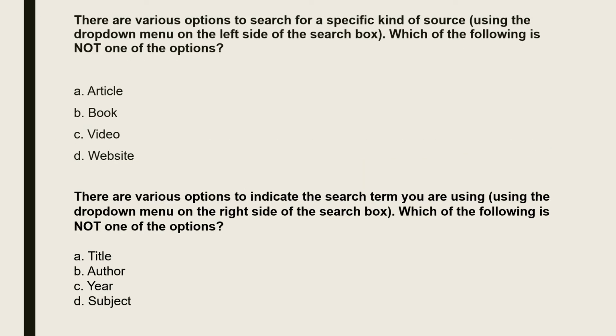There are various options to search for a specific kind of source using the drop-down menu on the left side of the search box. Which of the following is not one of the options? A, article, B, book, C, video, or D, website? Website is not one of the options. There are various options to indicate the search term you're using the drop-down menu on the right side of the search box. Which of the following is not one of the options? Title, author, year, or subject? Year is not an option in this section.